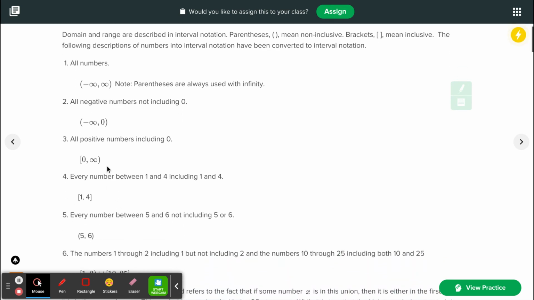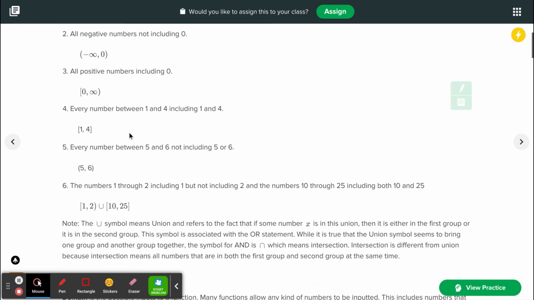This example here, all positive numbers including zero. So now we're including zero, so we use a square bracket, 0, comma, infinity. If we want to talk about numbers between 1 and 4, including 1 and 4, we would write something like this with square brackets. When we talk about numbers between 5 and 6, but not including 5 and 6, we use these rounded brackets here.